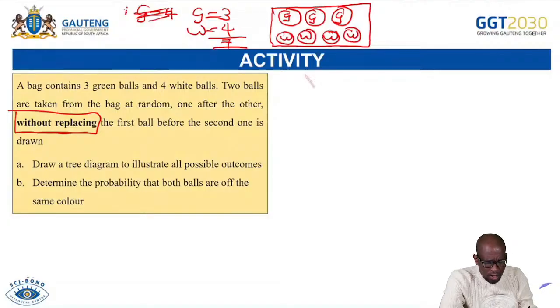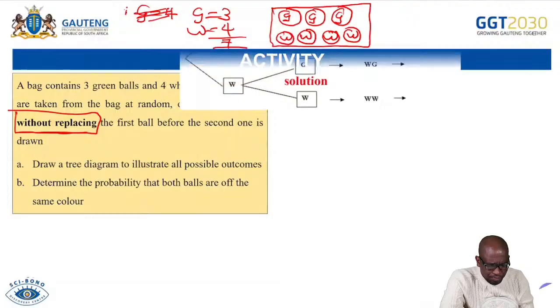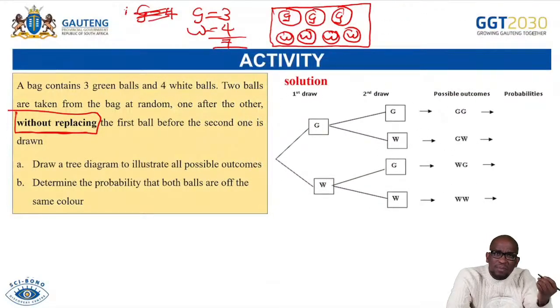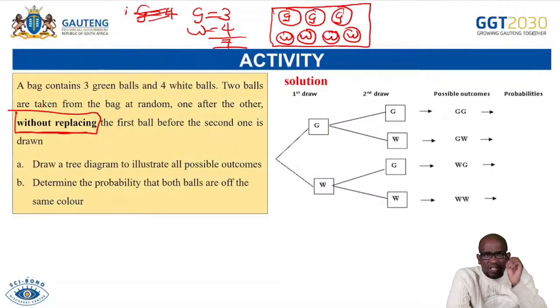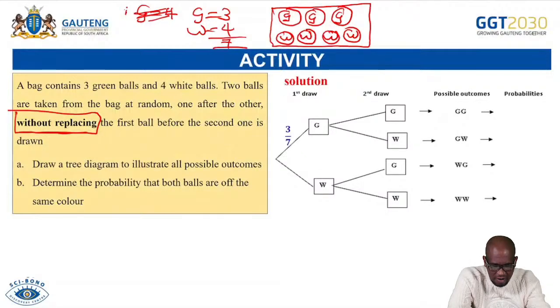All right. Now let's check. Obviously, it's the same problem that we've analyzed before. So the skeletal structure of the tree diagram looks the same. It is only now the probabilities. When you start, the probability of drawing a green ball should be 3 divided by 7, because there are 3 green balls out of a total of 7. For white, it would be 4 divided by 7.